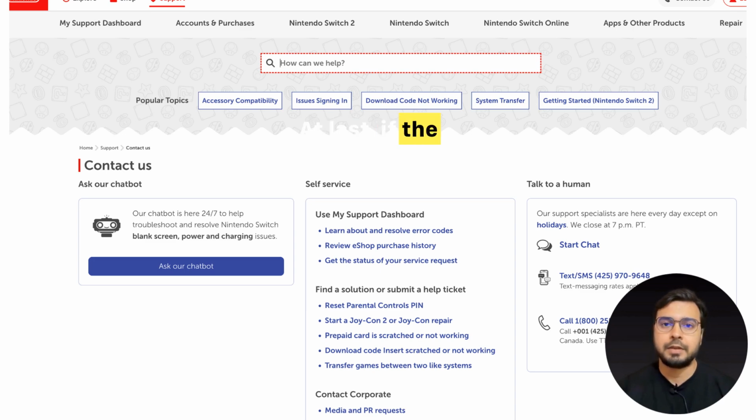At last, if the error still persists even with different supported microSD cards or when using the system memory, then we suggest contacting Nintendo support for further help.